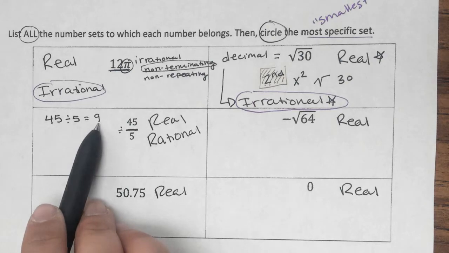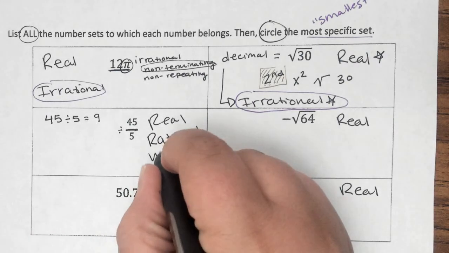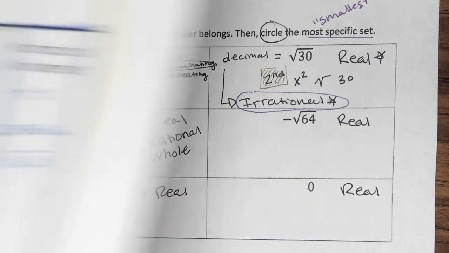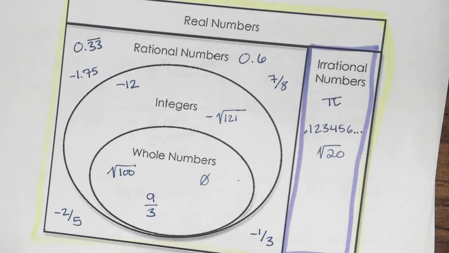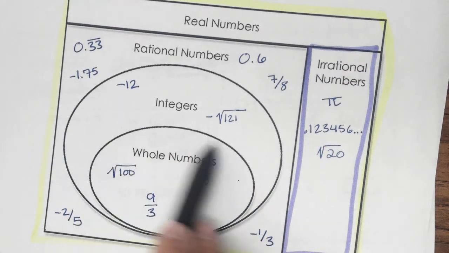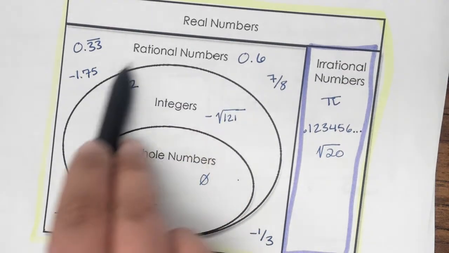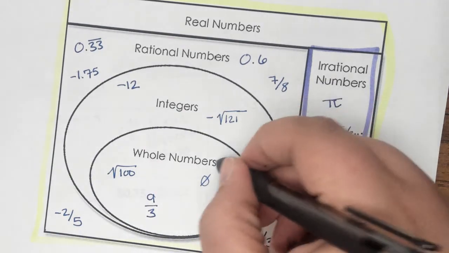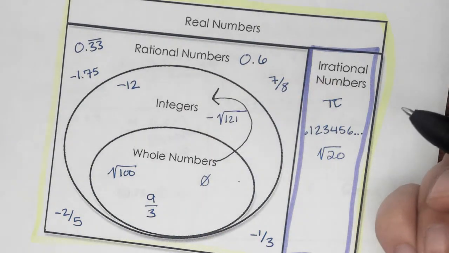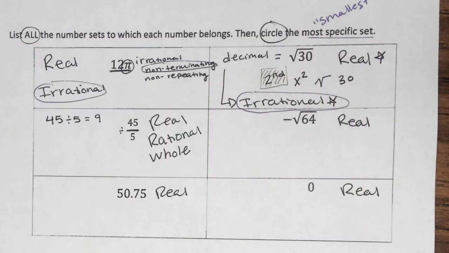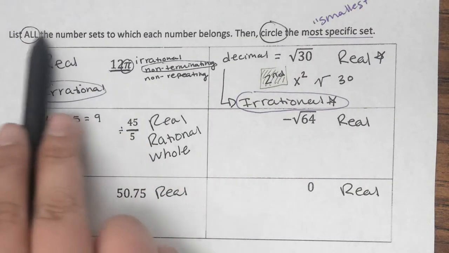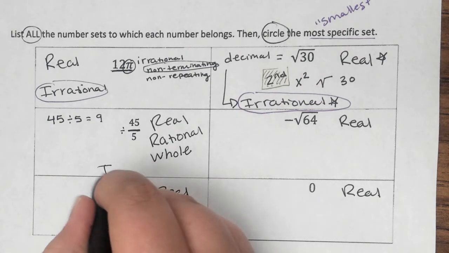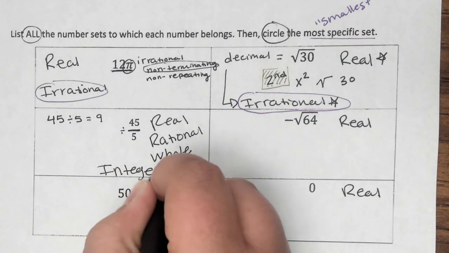Now 9 is a positive whole number, so it can go into the whole number set. If you were to look at your picture from yesterday, you notice that the whole number circle is inside of the integer circle. So any whole number is also an integer, which means to write all of the number sets that this 45 over 5 belongs to, I also have to include integer.